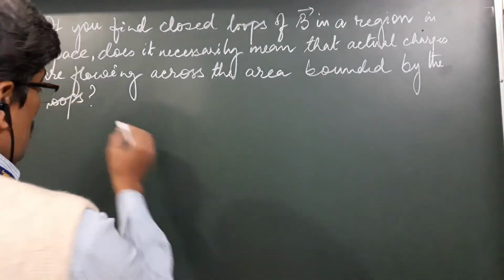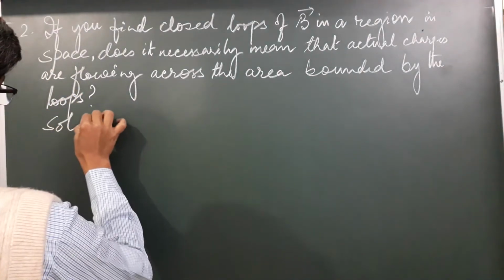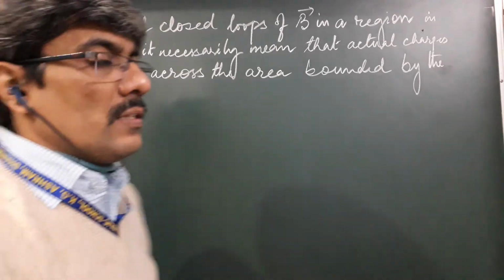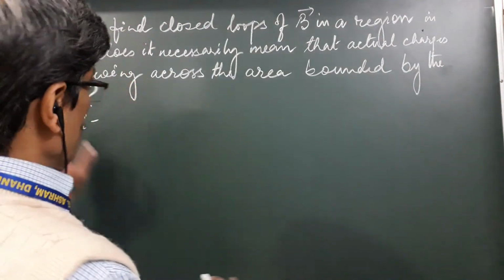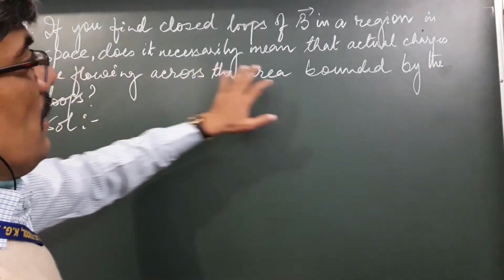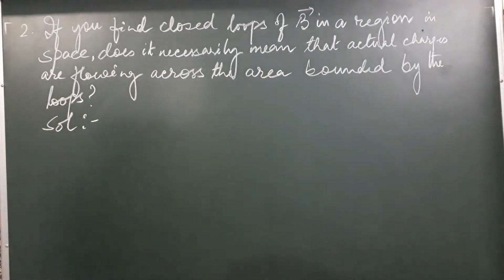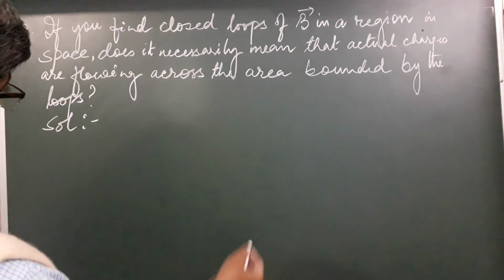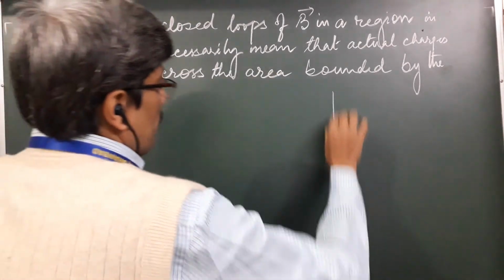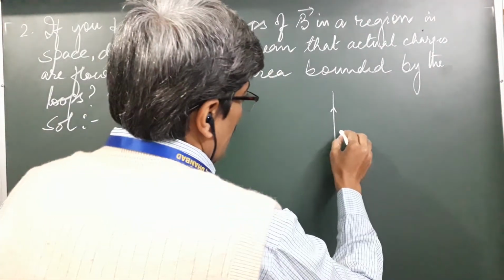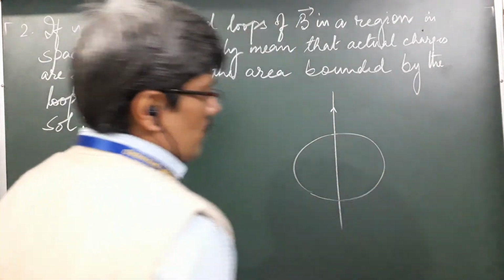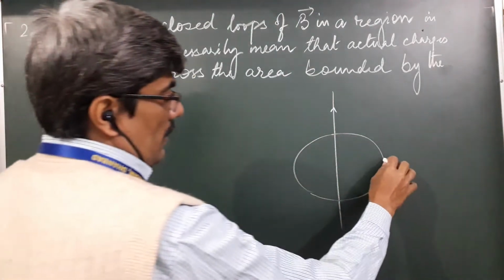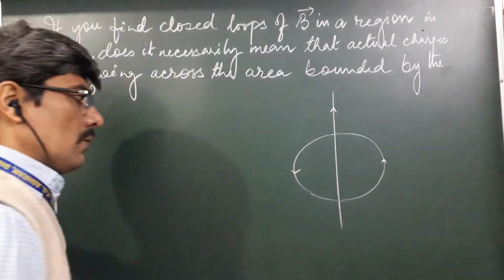No. The answer is no. It's not necessary that surely there are charges which are crossing this bounded area. No. Why not? See, definitely a current carrying conductor has a magnetic field around it. Definitely, it has a magnetic field around it.